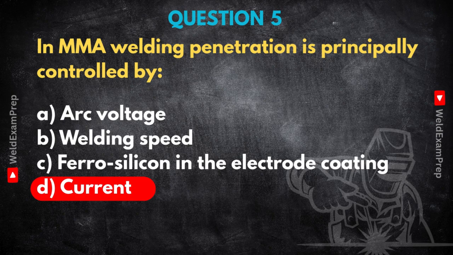Well, that wraps up our questions for this deep dive. We've covered quite a bit: EN versus AWS classifications. Cellulosic electrodes for stovepipe. Constant current power sources for MMA. That pesky arc blow. Yep. And finally, the crucial role of current in controlling penetration. Hopefully, walking through these has helped solidify not just the answers, but the reasons behind them. Yeah, the goal is always deeper understanding, not just rote memorization. Thinking critically about why things work the way they do. Yeah. That's the knowledge that sticks with you and helps you solve problems out in the field long after the exam is done.